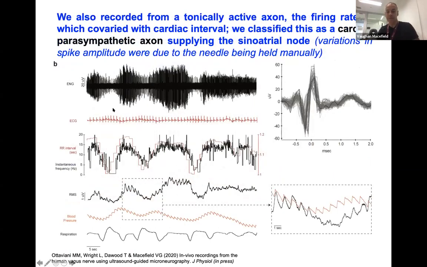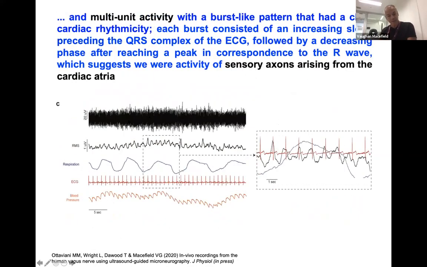So we think that this recording, because it had this inverse relationship to heart rate and a positive relationship to cardiac interval, RR interval, you can see that they're clearly superimposed here, that this was a spontaneously active parasympathetic axon supplying the sinoatrial node. And this multi-unit recording, we believe, for various reasons that I won't go into, was detecting multi-unit activity arising from the atria.